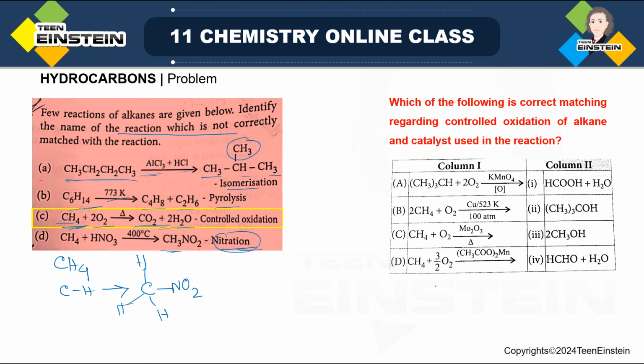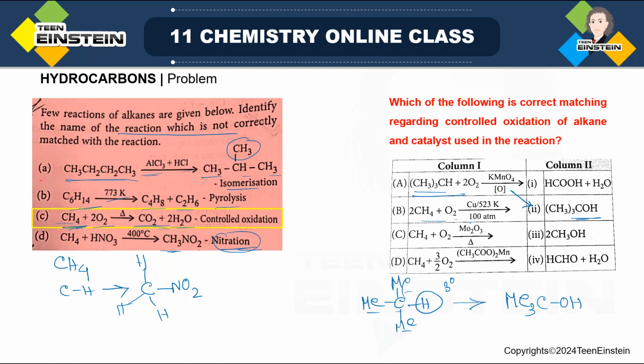Column 1, column 2, we have to match. In column 1, we have the tertiary butyl group. See, the molecule is like this. 3 methyl groups are attached to a carbon and there is one CH. Now this H is 3 degree in nature because the carbon with which this hydrogen is attached is also attached to 3 carbon. So this is 3 degree, and 3 degree hydrogen oxidation is only possible in presence of KMnO4. But what is the product we get? That is the important point. The product we get is simply the replacement of H with OH, and that molecule you can find in 2. So A will be matching with 2, correct?